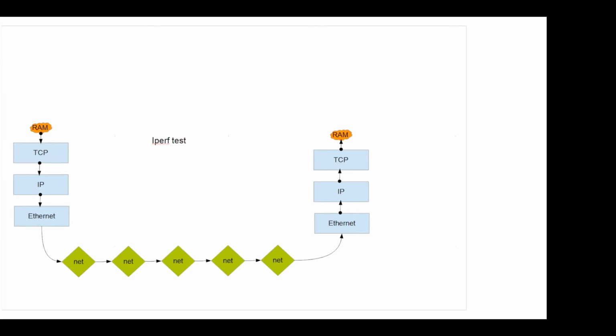So this test tests the network that's in your computer out onto the cable, across the internet, up the cable, and back into the other computer, and reads and writes things from RAM. Now, reading and writing from RAM is very fast. So this speed will probably be limited by what we're calling the network.